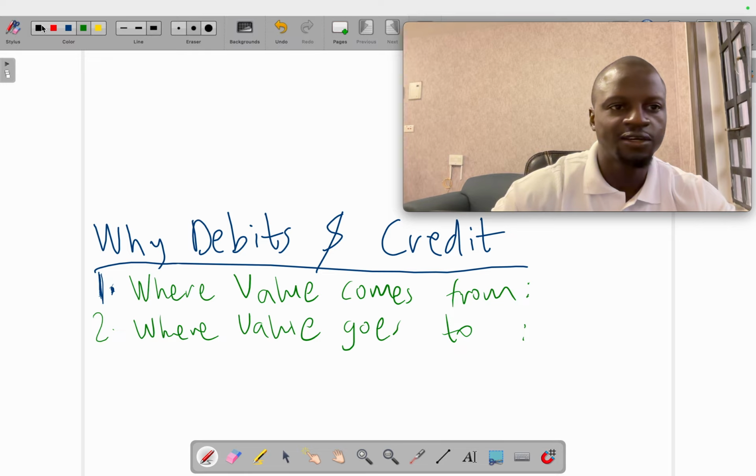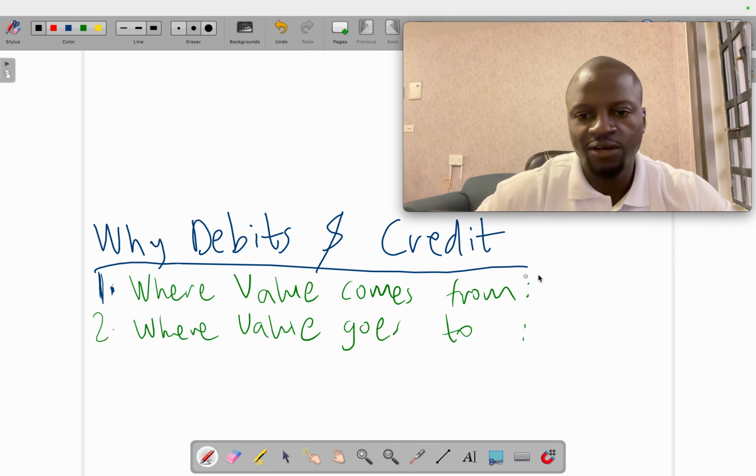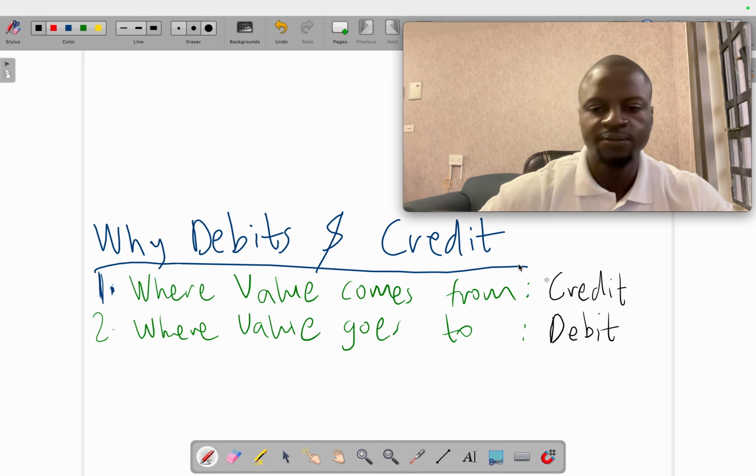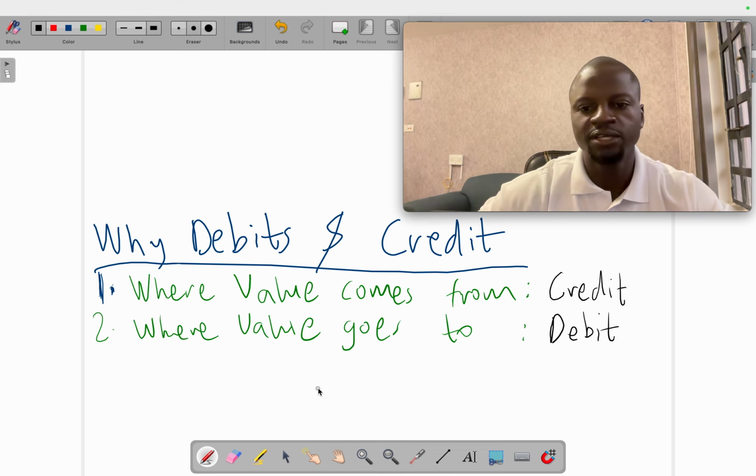We use a different color. So where the value came from is credit. Where the value went to is debit. That's simply how I define debit and credit. They're just two aspects of a complete record.